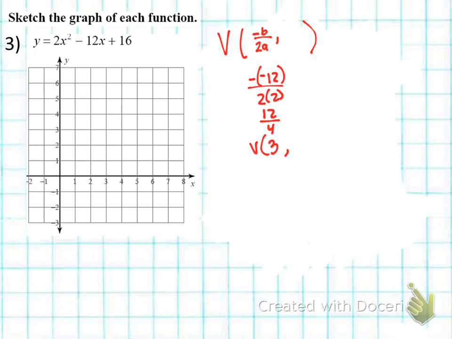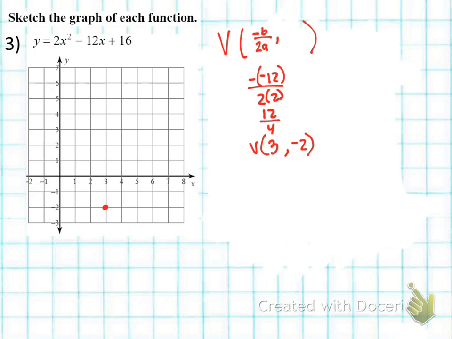I just want to see your vertex point first. Again, your vertex is 3, negative 2, so you plot 3, negative 2. Oh, by the way, do you know if this opens up or down? Okay, you know it opens up or down by looking at a. What's a equal to? 2. Is it positive or negative 2? Positive. If a is positive, it opens up, okay? So this opens up.